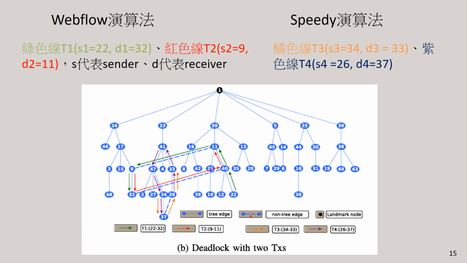SpeedyMurmurs algorithm. Two transactions are processed simultaneously. T3, orange line, T4, purple line.